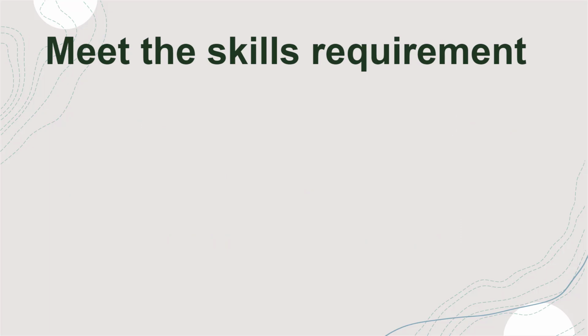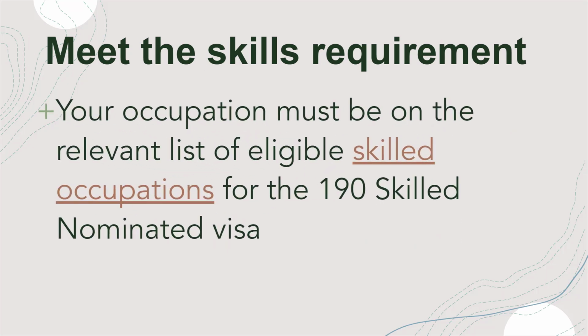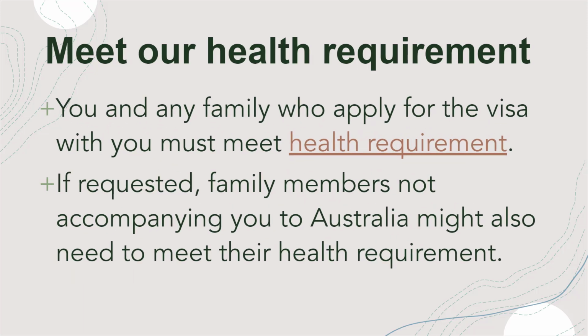Let's talk about meeting the skills, health, and character requirements. Your occupation must be on the relevant list of eligible skilled occupations for the 190 skilled nominated visa. You and any family who apply for the visa with you must meet Australia's health requirement. If requested, family members not accompanying you to Australia might also need to meet Australia's health requirement.